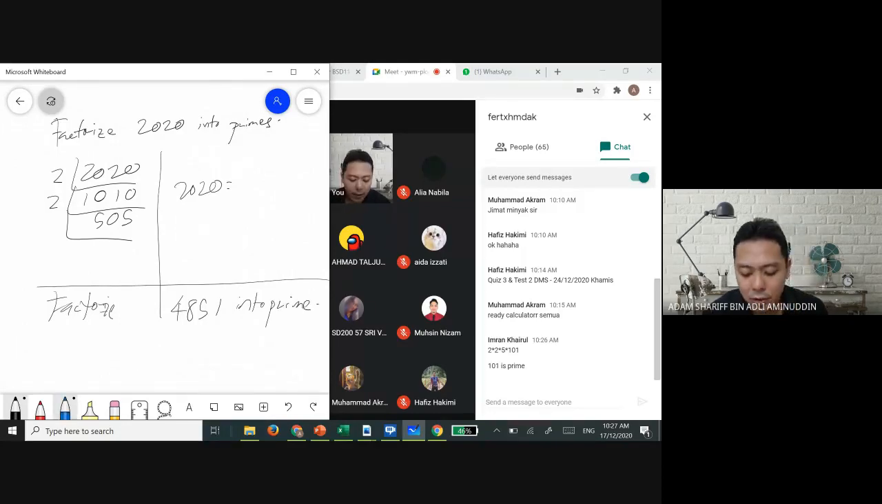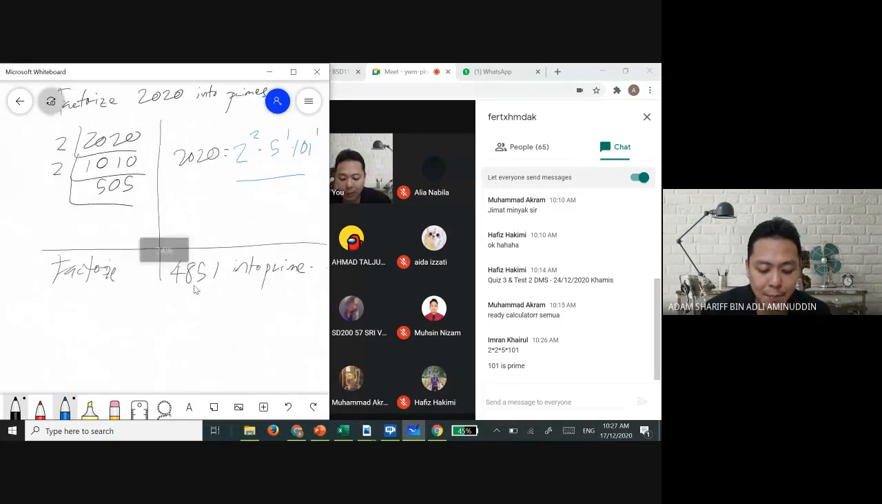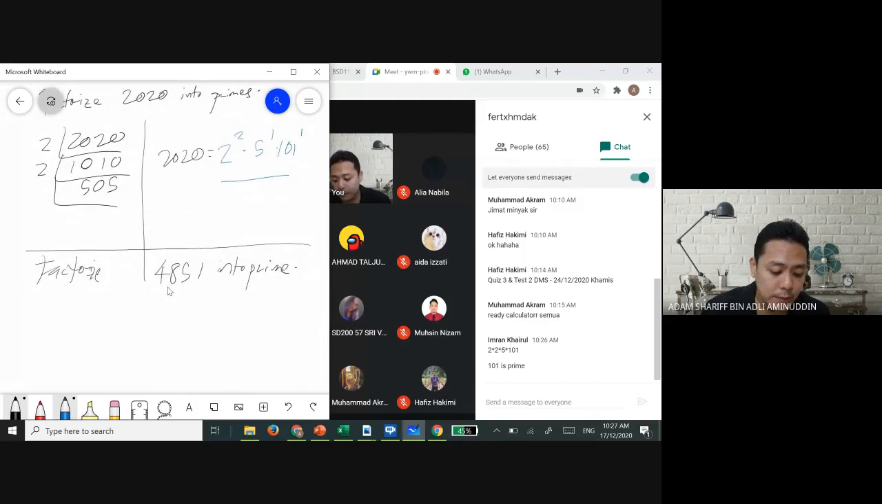Okay, Imran Khairul dah dapat jawapan dia. Imran claim jawapan dia ialah 2 to the power of 2 times 5 to the power of 1 times 101. Okay, ini jawapan Imran. Yang lain boleh double check. Kalau dah habis, cuba buat yang 4851. Yang ni saya tak mau start. 4851. Berapakah dia punya prime factor?